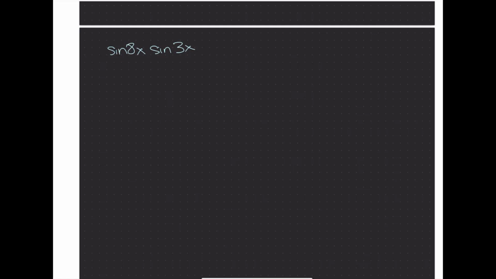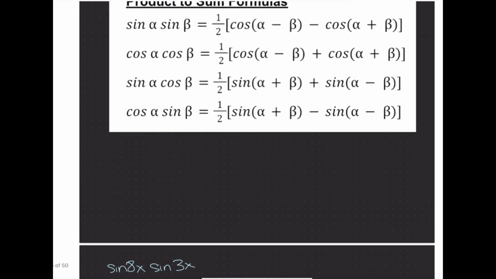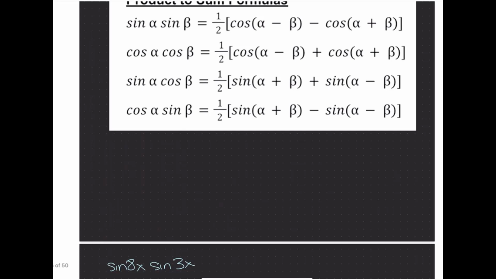So when I look at it, I have sine and sine, and my operator is multiplication. So I know I'm looking at the product formulas. I'm going to go back up to my product formulas, and I have sine times sine, cosine times cosine, sine times cosine, cosine times sine, right? So you have to make sure you're finding the right one. We had sine times sine, so we're going to look at this very first formula.